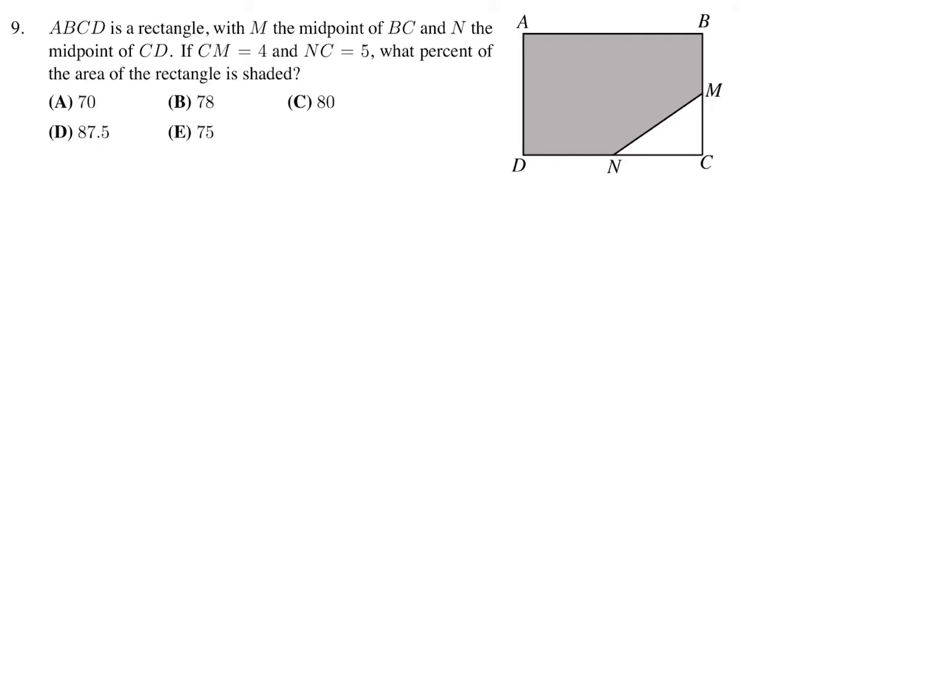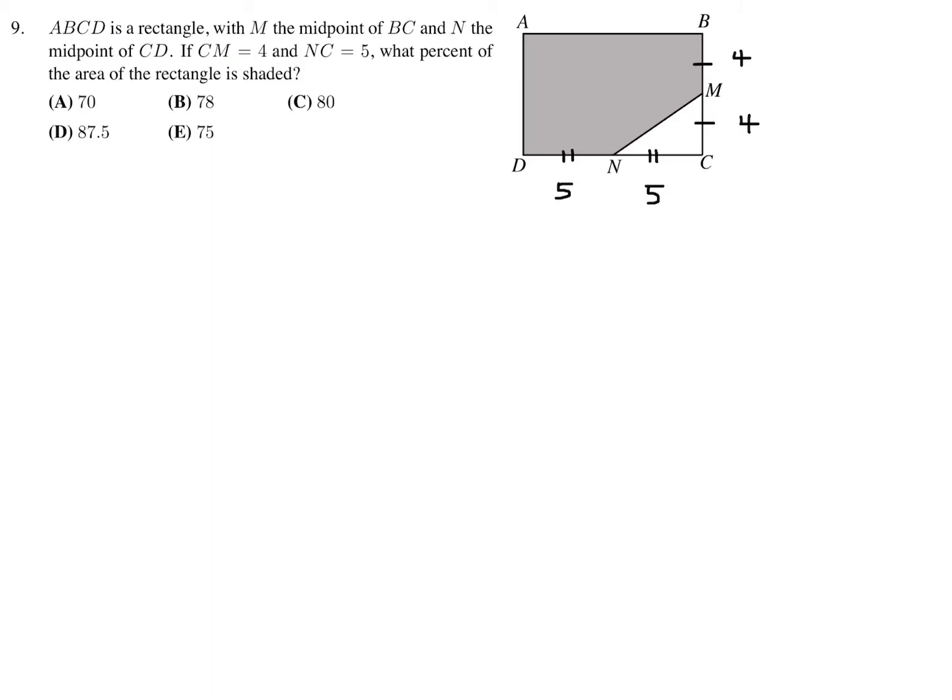ABCD is a rectangle where M is the midpoint of BC and N is the midpoint of CD. If CM is 4, NC is 5, what percent of the area of the rectangle is shaded? So M is the midpoint of BC, so that means this is the same as that. And N is the midpoint of CD, so DN is the same as NC. CM, they tell you, is 4, and NC, they tell you, is 5. And therefore, BM must be 4, and DN is also 5. So what percentage of the area of the rectangle is shaded?